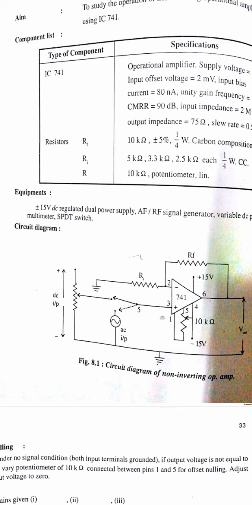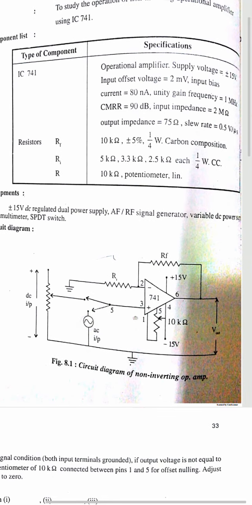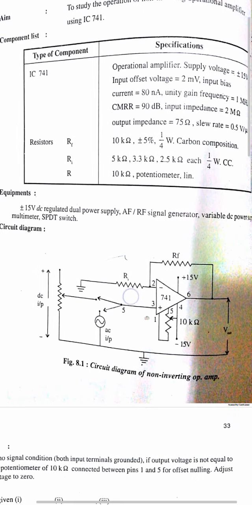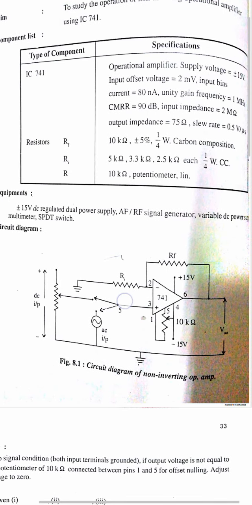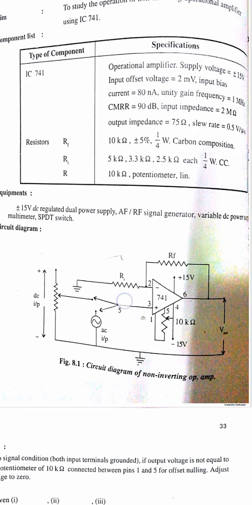The equipment required: DC regulated dual power supply, AF RF signal generator, variable DC power supply, digital multimeter, SPDT switch.